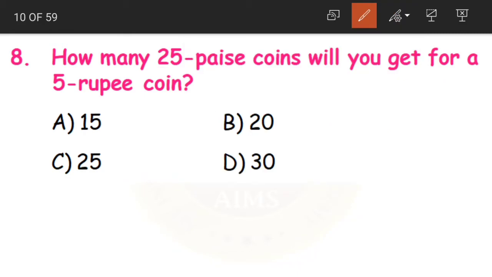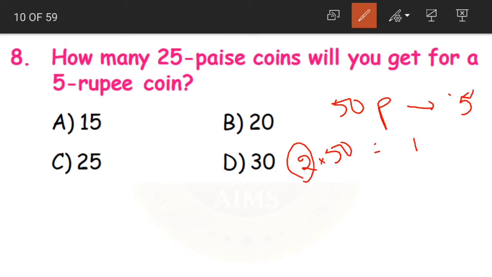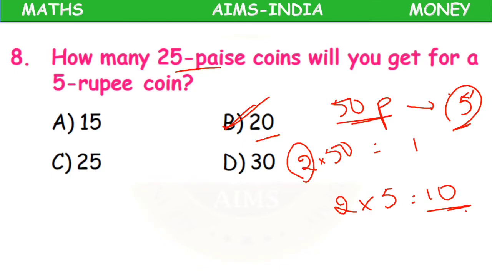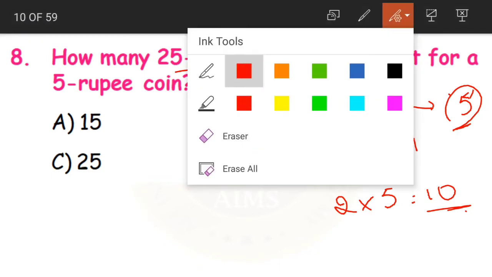Suppose in the same way if they ask you how many 50 paise coins will you get for a 5 rupee coin, we know that 2 into 50 paise is equal to 1 rupee. So this 2 into 5 rupees is equal to 10. For a 5 rupee coin we'll get 10 50 paise coins and 20 25 paise coins. I hope you are clear with this, children.